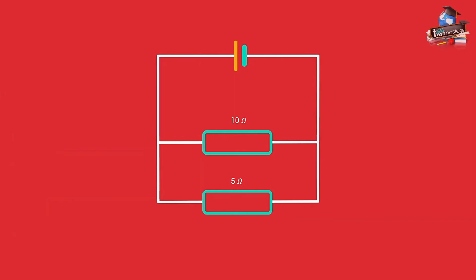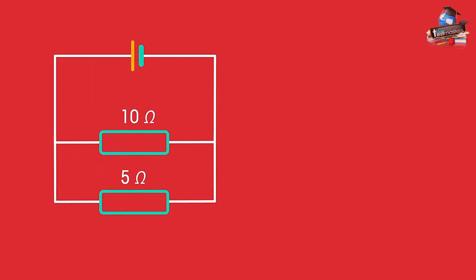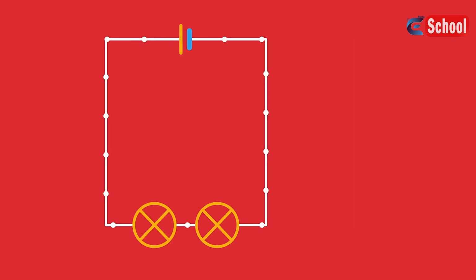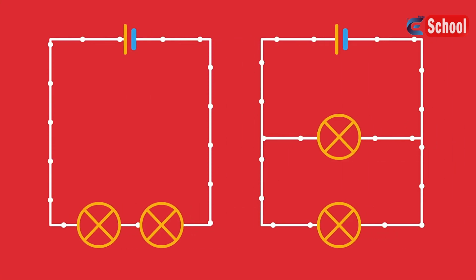Try this one. One over R equals 1 over 10 plus 1 over 5, which equals 3 over 10. So R is 10 over 3, which equals 3.33 ohms. How did you do? So now you know how series and parallel circuits differ, and how we can calculate the resistance experimentally.